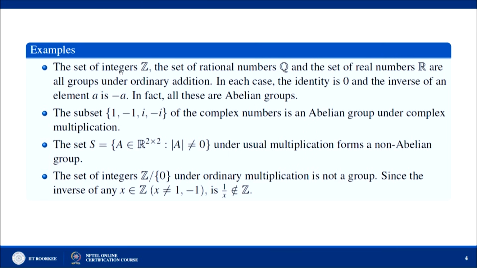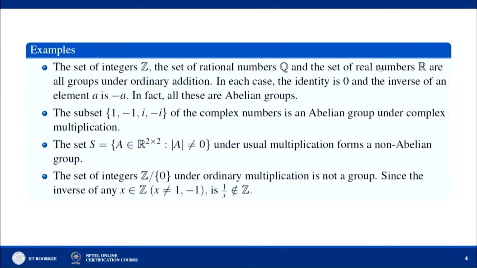If you take the set of integers, you take A into B or B into A, the result is the same, the values are same. That means the set of integers in fact forms an abelian group. Similarly, the set of rational numbers and the set of real numbers also form abelian groups. Now, you take this set: 1, minus 1, iota, minus iota. You take this set. Now, the set is 1, minus 1, iota, minus iota.